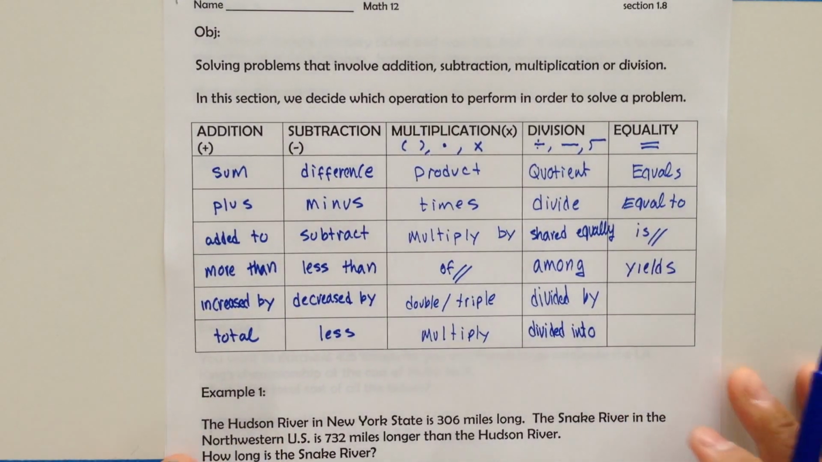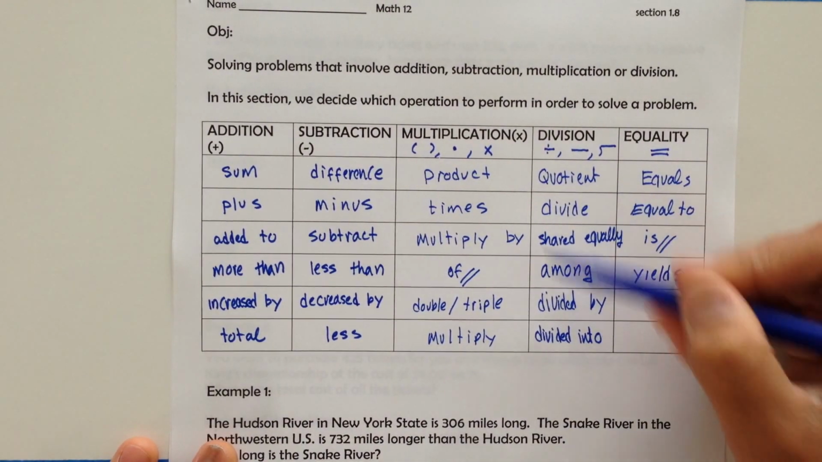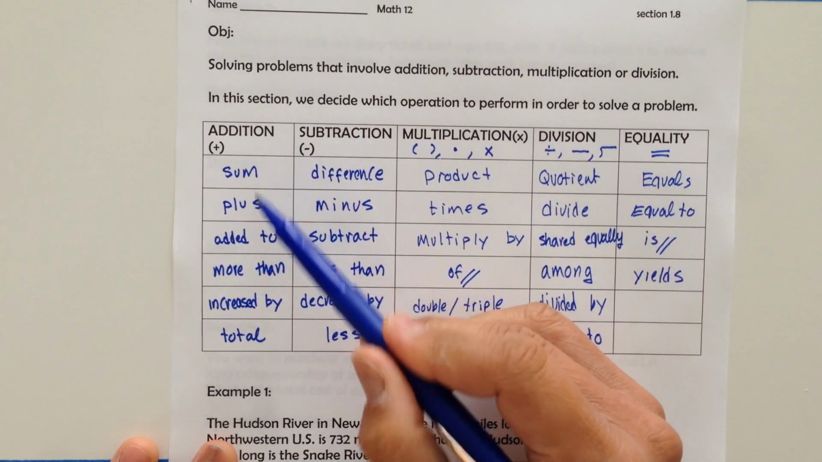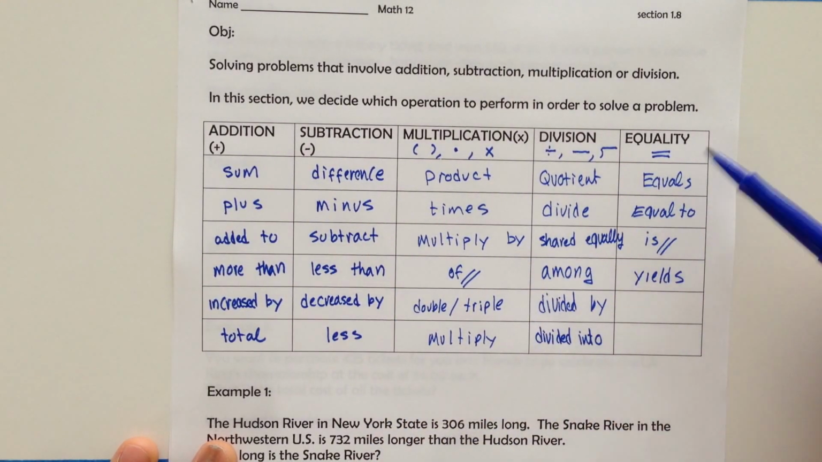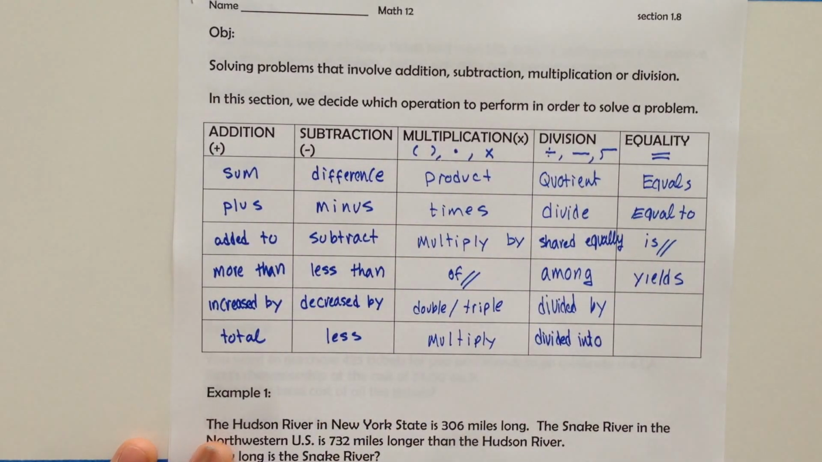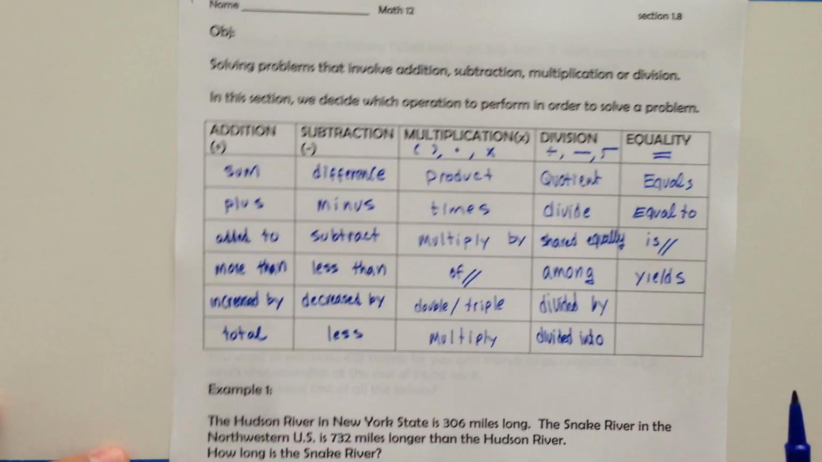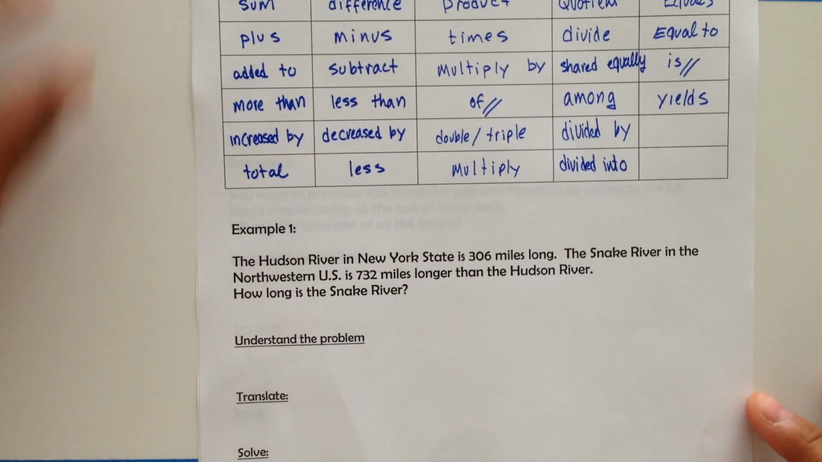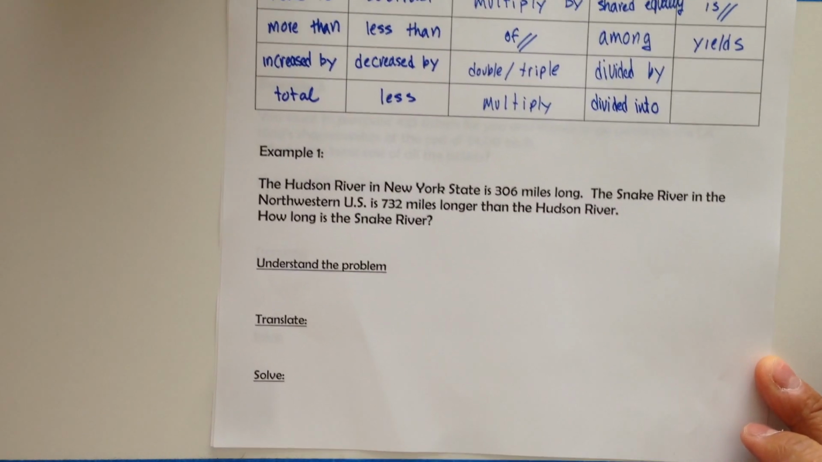All right. So take some time to look over these words. And if I were you, I would read them through again and make sure I understand which one of these refers to which symbols clearly. Now, once we know these, then we're ready to get down to business in solving word problems.